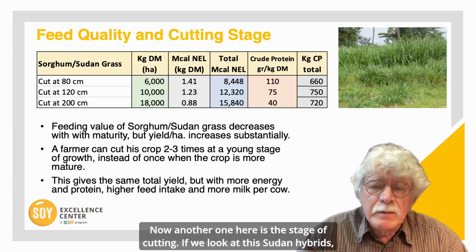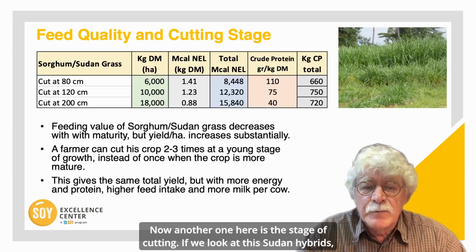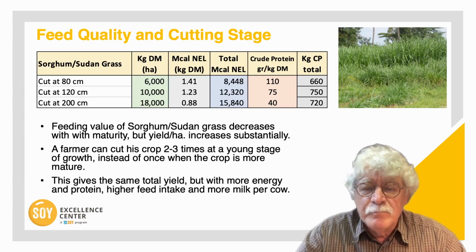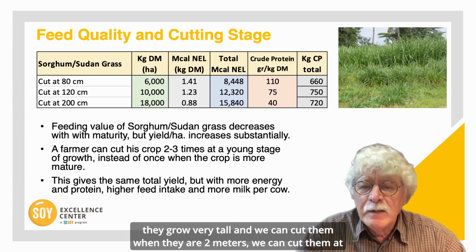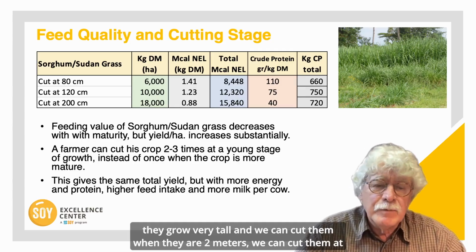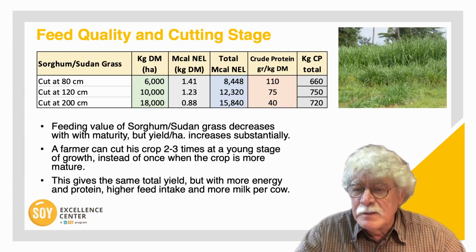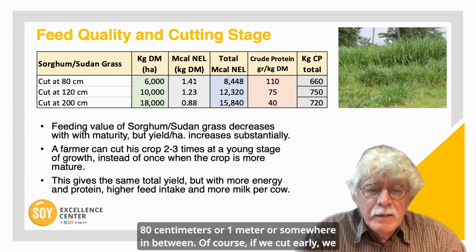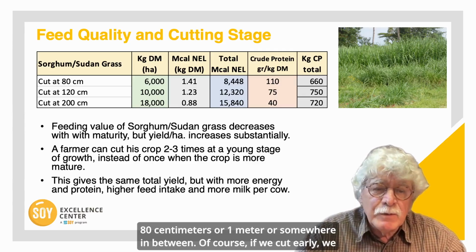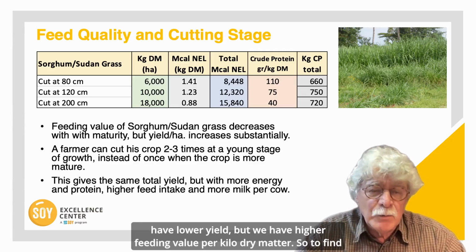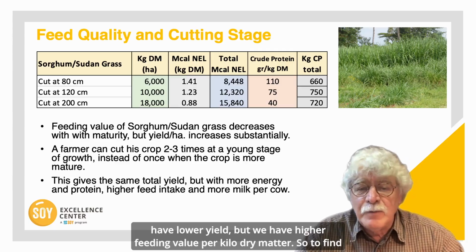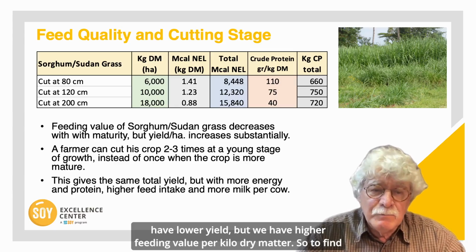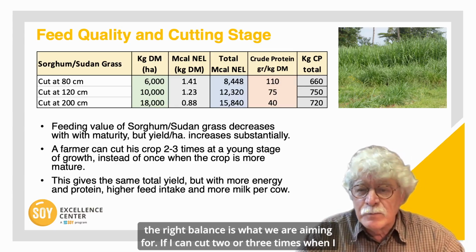Now another one here is the stage of cutting. If we look at this Sudan hybrids, they grow very tall, and we can cut them when they're 2 meters. We can cut them at 80 centimeters or 1 meter or somewhere in between. Of course, if we cut early, we have a lower yield, but we have higher feeding value per kilo dry matter. So to find the right balance is what we are aiming for.